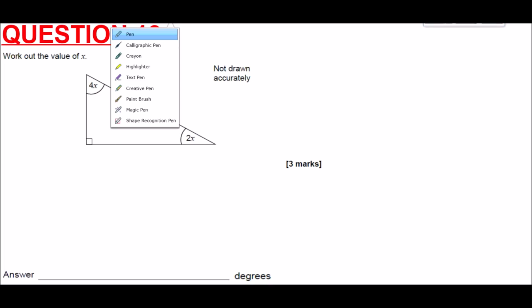Question 13 involves a triangle, and we need to work out the value of x in this triangle. So what we need to do first of all is to just acknowledge the size of each angle in the triangle. So we have a square here which denotes a right angle, so that's 90 degrees. The other angle is 4x, and the third angle in the opposite corner is 2x.